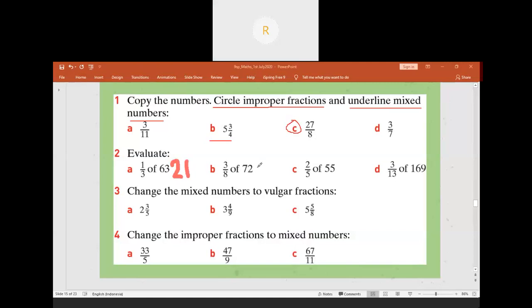Vulgar fraction is another word for improper fraction, for those who are asking. 3/8 of 72, how many will it be?